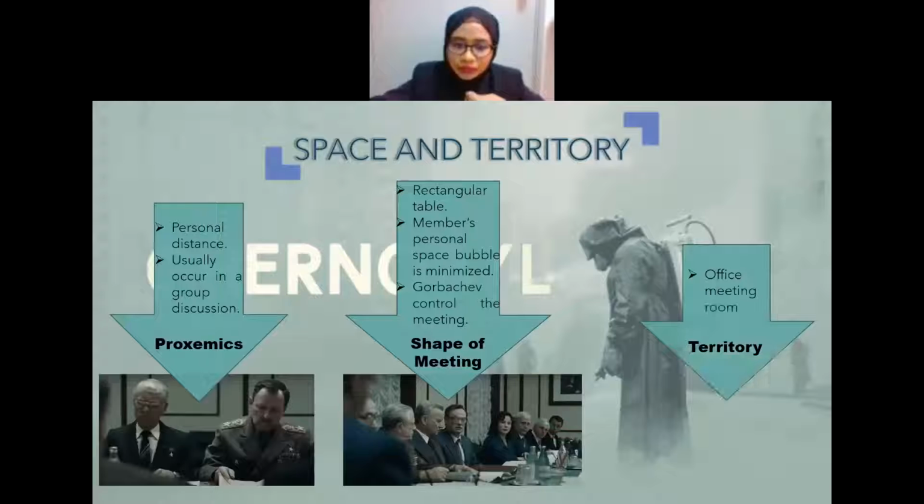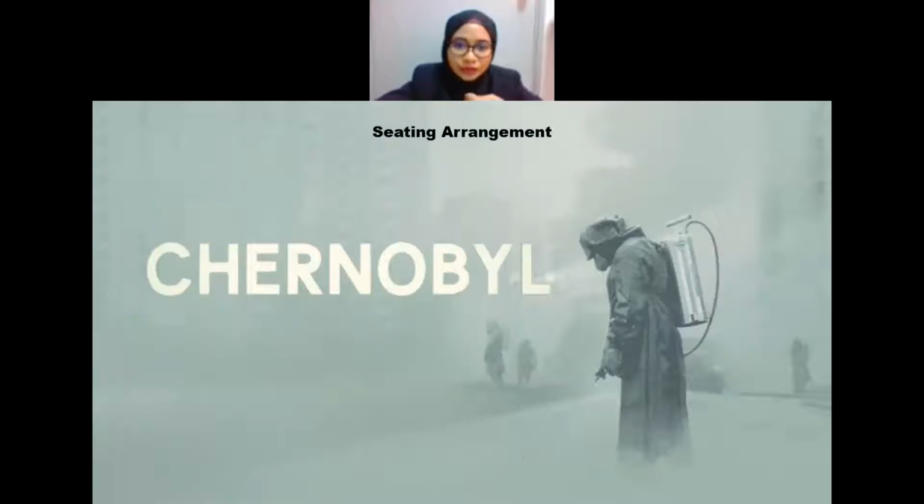Next is territory, which is defined as boundaries. Throughout the scene, we can see that it is indeed a serious meeting which is usually done in an official place. Therefore, the meeting in this scene is held at the office meeting room where everyone has clear boundaries to each other. The next is seating arrangement.